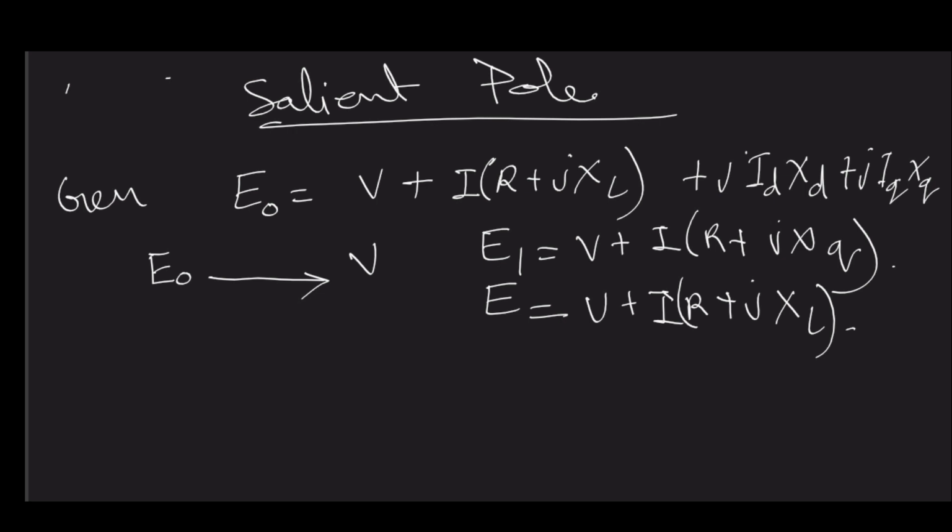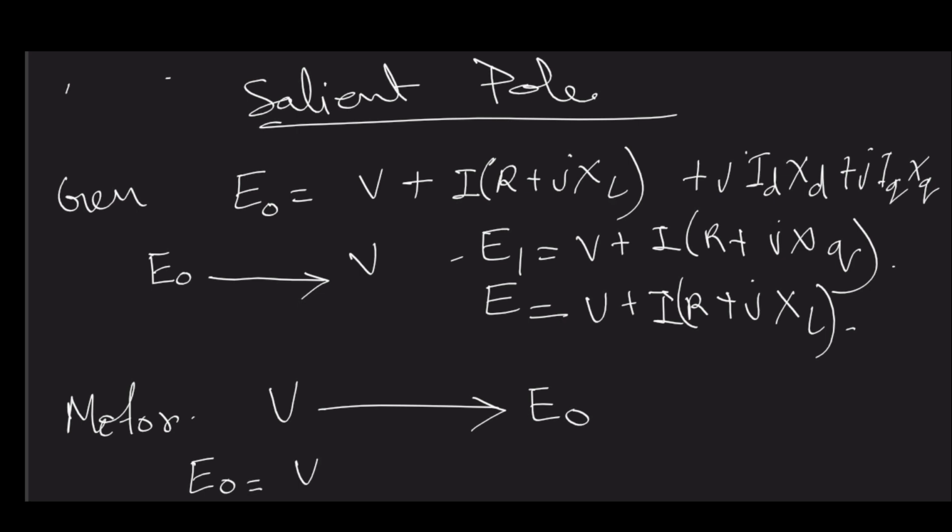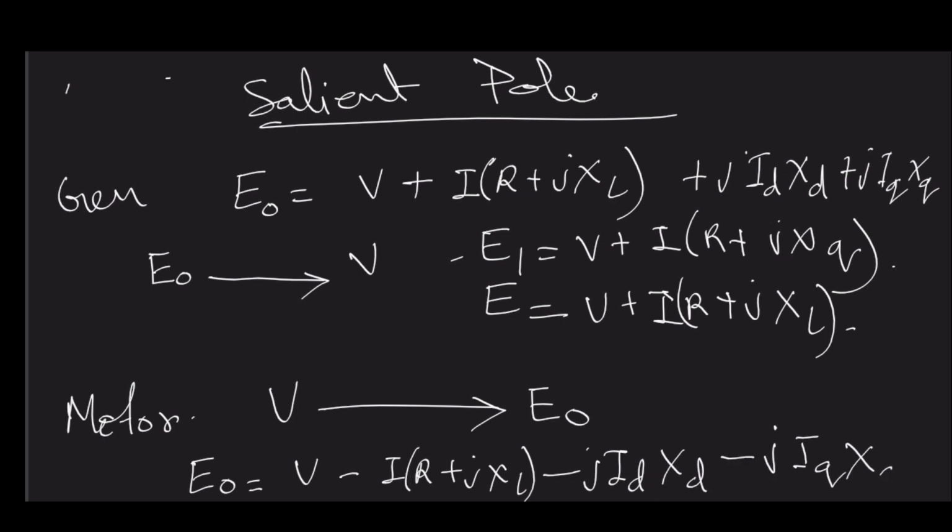Now in case of motor, what would happen? The direction of current will be V to E naught. So from that current reversal we can write the same equation: E naught would be V minus IR minus JXL minus JIDXD minus JIQXQ.